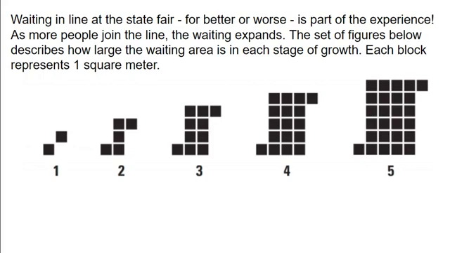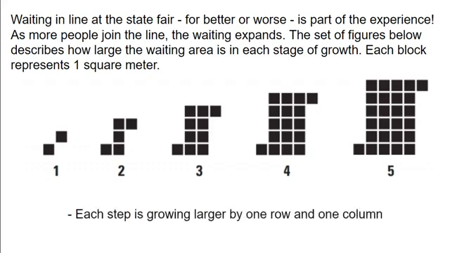And so when we look at these, what we can immediately see is that it's growing. And when we look at each step, we can see that as the steps progress, it's growing by 1 row and 1 column each time.